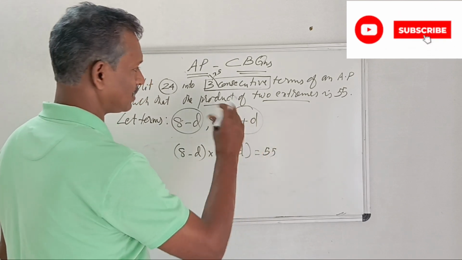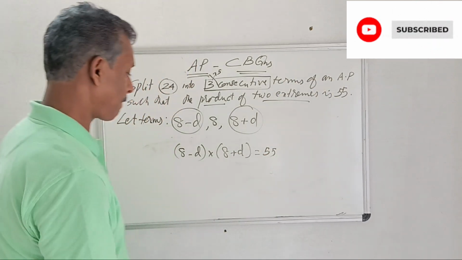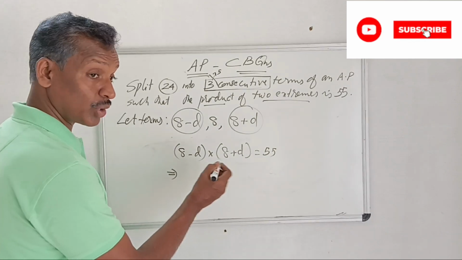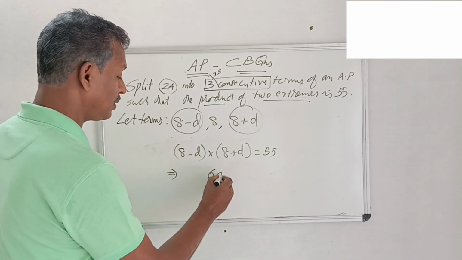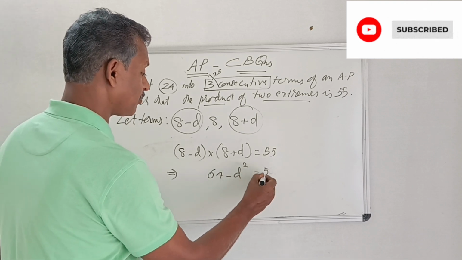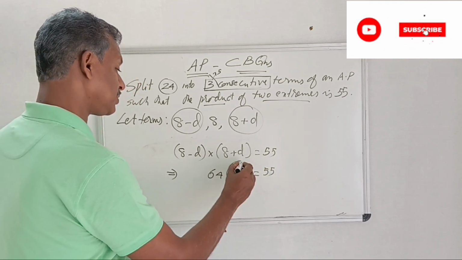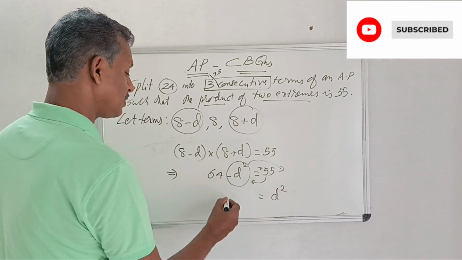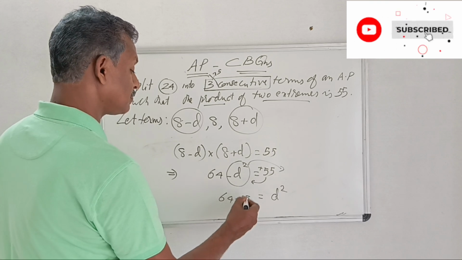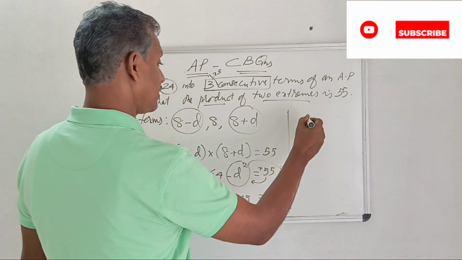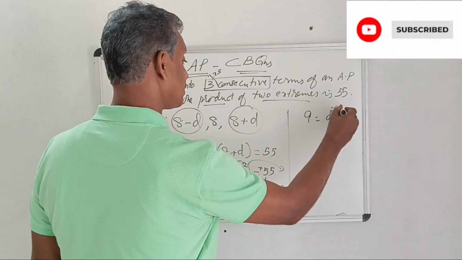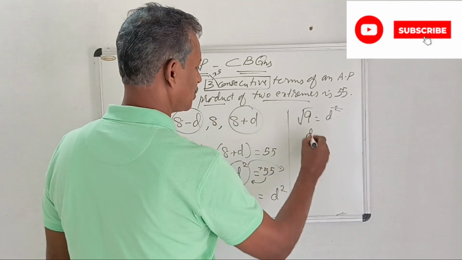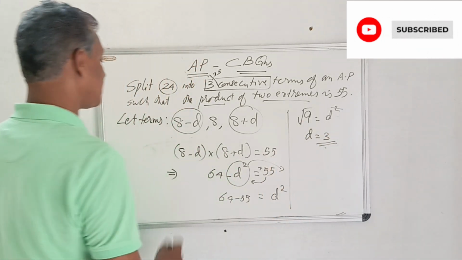Most of the questions are like this. The first and last product is 55. It follows the identity A plus B into A minus B, which is A square minus B square. 8 square is 64 minus D square is 55. Shift this minus D square to the right to make it plus, and 55 to the left: 64 minus 55. You get 9 is equal to D square. Cut the square and put the root here. You can take positive or negative both, or only positive will also work. So D is 3.